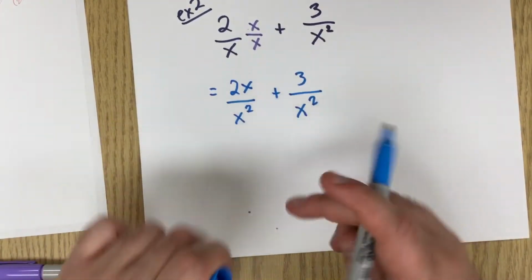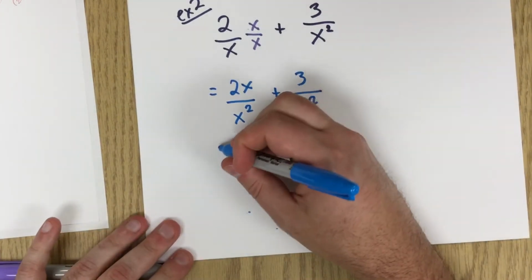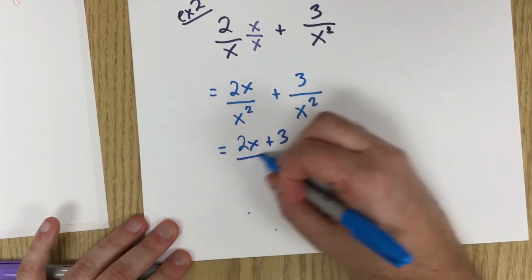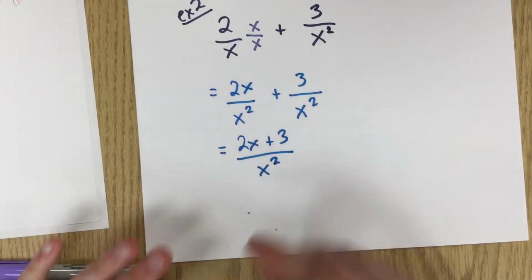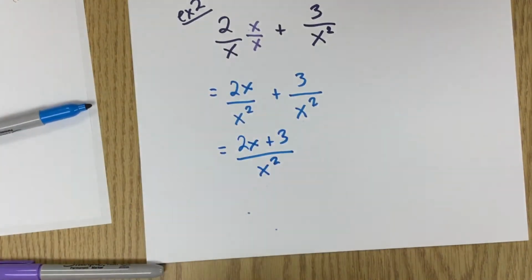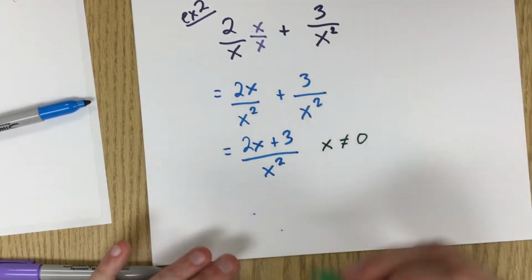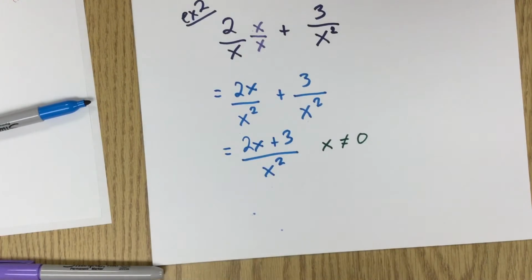The denominators are the same, so we can add them up. So that's going to give us 2x plus 3 over x squared. There are restrictions, of course, and the restrictions are just that x cannot be equal to 0, because then we would have division by 0.